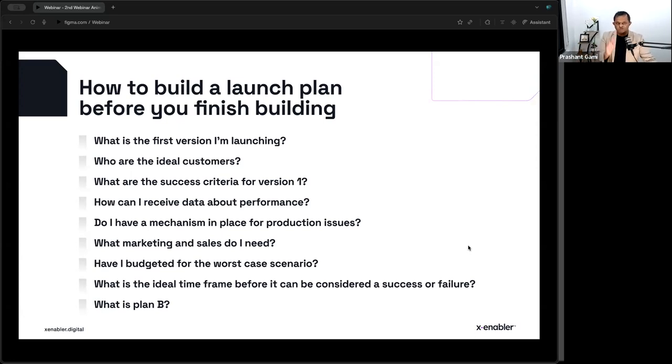And if whatever hypothesis you did doesn't work, what is your plan B? Do you need to change the feature? Do you need to solve a different problem? Do you need to change the pricing? Do you need to change the team? There might be a lot of things. So think about plan B as well.